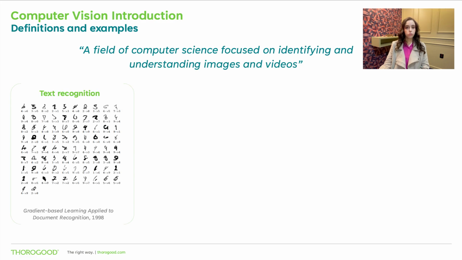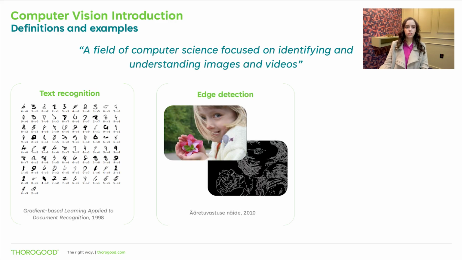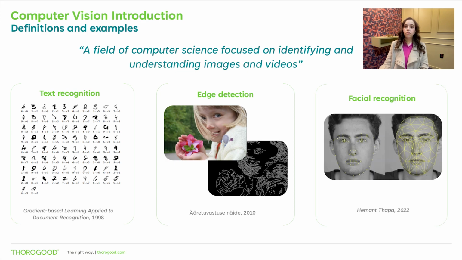Text recognition, or OCR, converts printed text from images into editable text, used in digitizing books and extracting information from receipts. Object detection identifies objects' boundaries within images, crucial for medical imaging and autonomous driving. Facial recognition analyzes features to verify identities and enhance security in smartphones and surveillance systems.